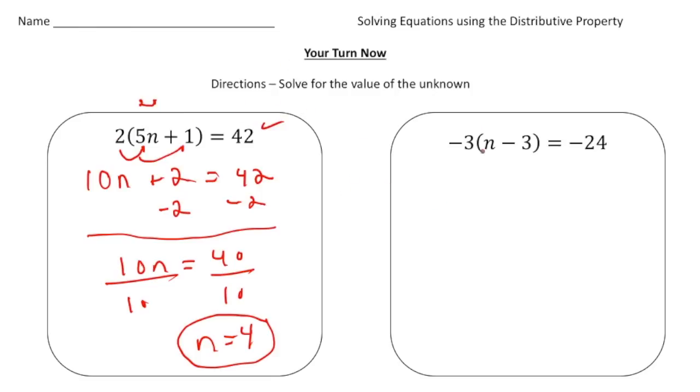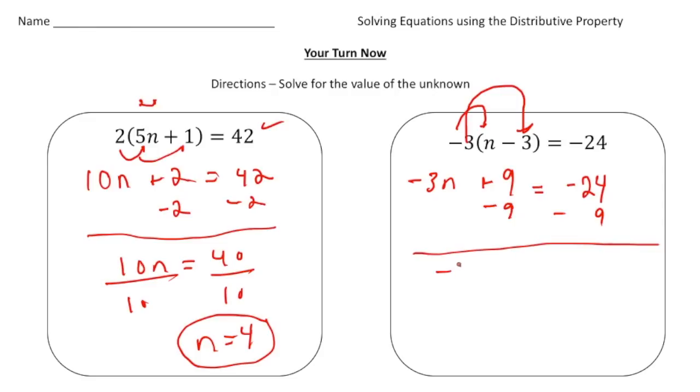All right, here we have negative 3 times n minus 3 equals negative 24. So I'm going to distribute the negative 3 to the n. So that will give us a negative 3n. And I'm going to distribute the negative 3 to the negative 3 inside the parentheses. So a negative times a negative gives us a positive 9. That's going to equal negative 24. Now I'm going to take away 9 from both sides.